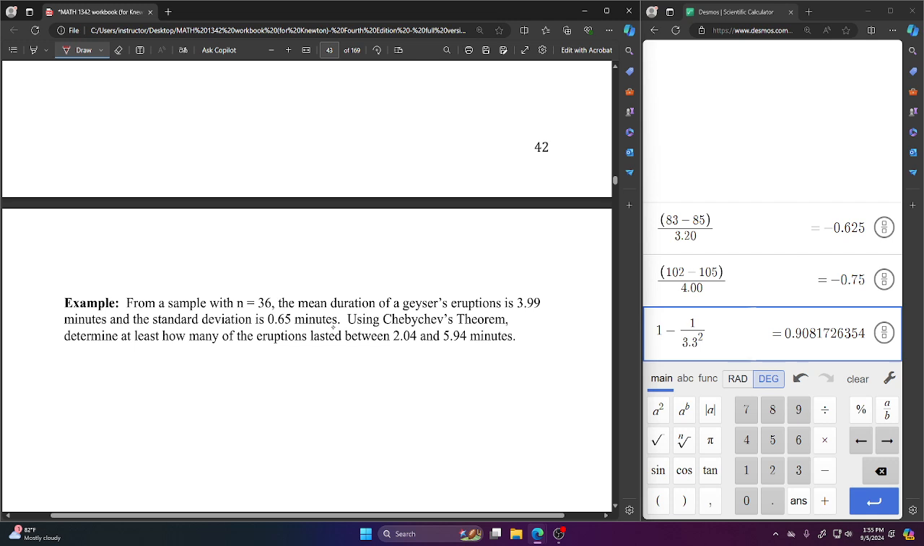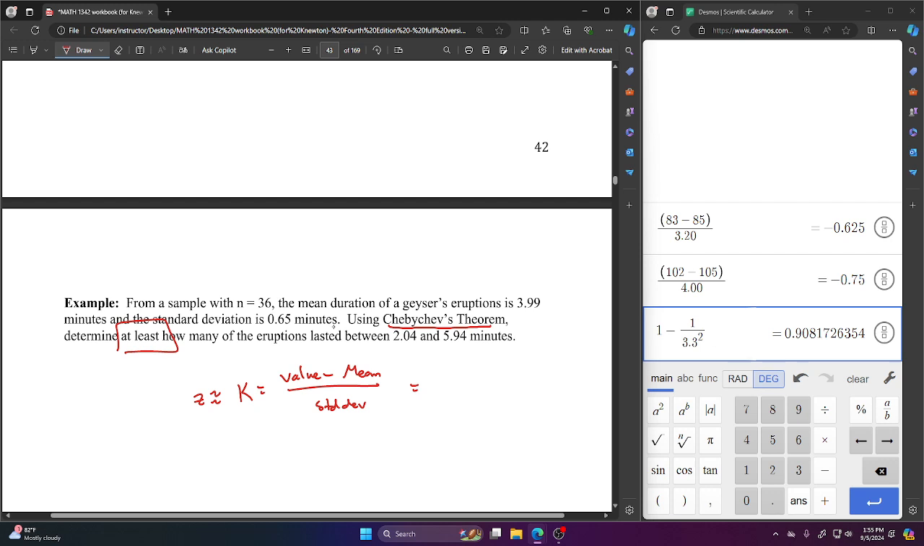From a sample of 36, mean geysers, and so on, use Chebyshev's, at least. See these keywords? So they give us a mean and a standard deviation. They say what's going on between this and that, okay? What I'm wanting to do is find out how many standard deviations away. Like I said, K is kind of like a z-score. So I want to find out what that is. I'm going to do z is kind of like K. And so we're going to do the same thing, value minus the mean divided by the standard deviation, okay? It's practically the same style.